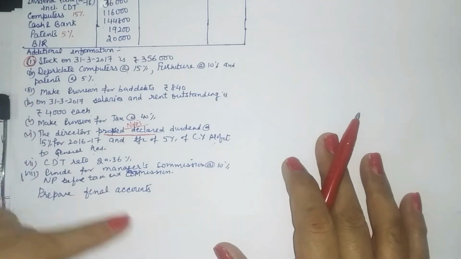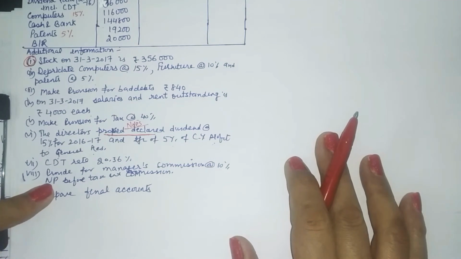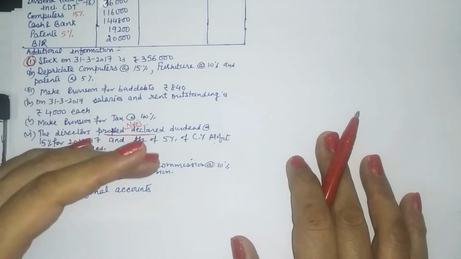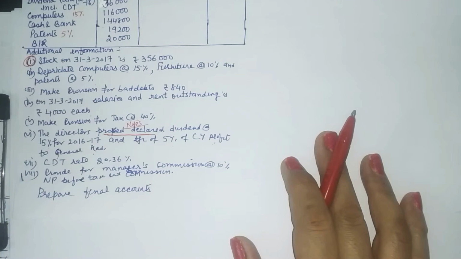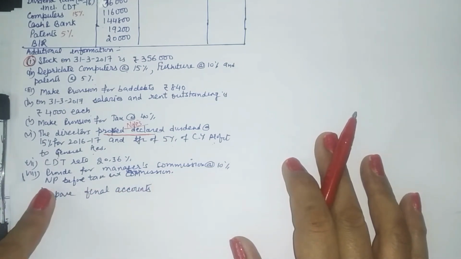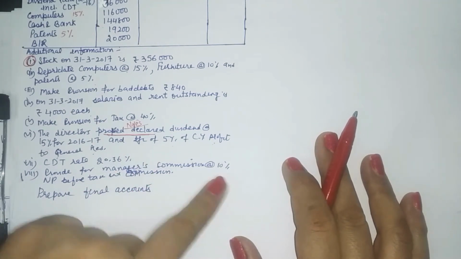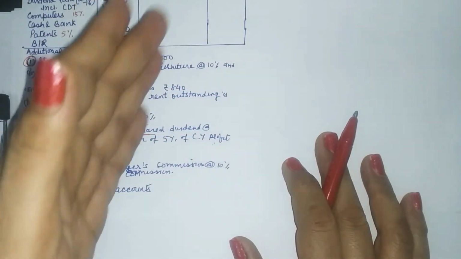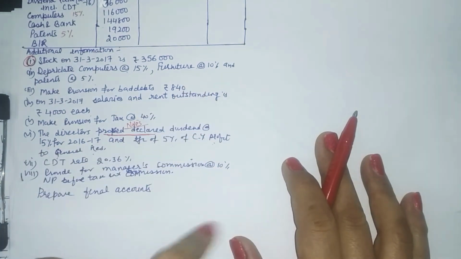I hope you remember the calculation of manager's commission because it is based on the profits. When it is based on profit before tax and commission, we simply calculate profit without tax and commission and the rate is applied. But if it is given as 10% of net profits before tax but after commission, that means you are to apply this rate on profits after commission. So when it is charging commission on net profits after commission, we change the base. So the ratio becomes 10 upon 110.